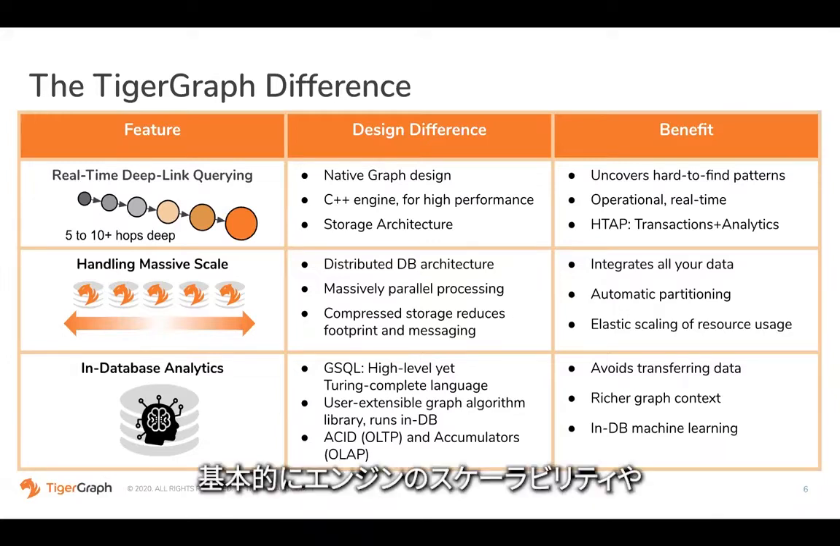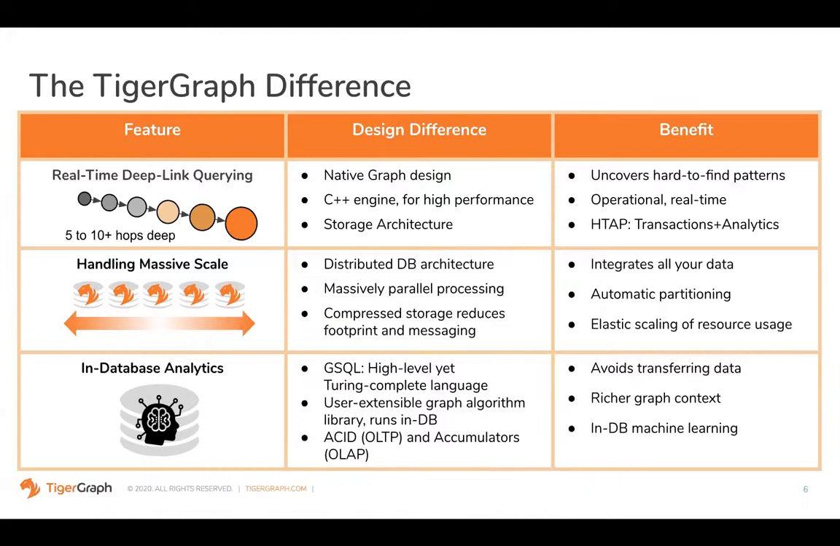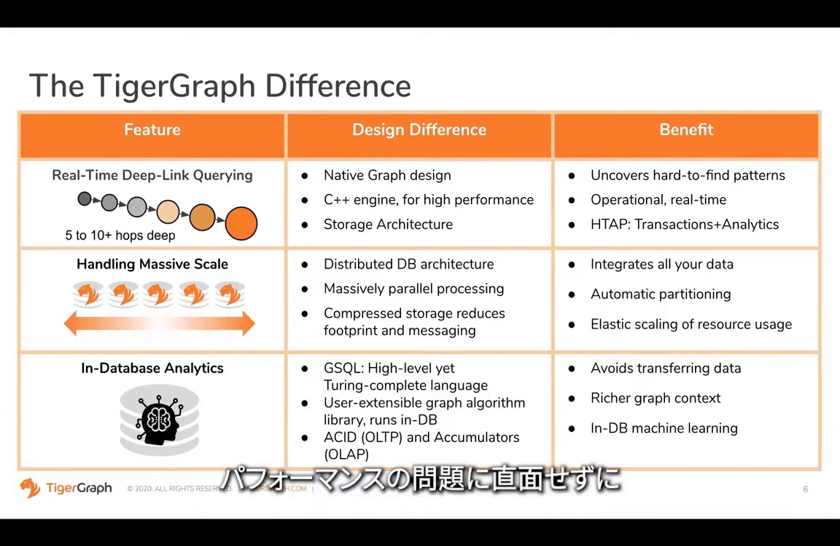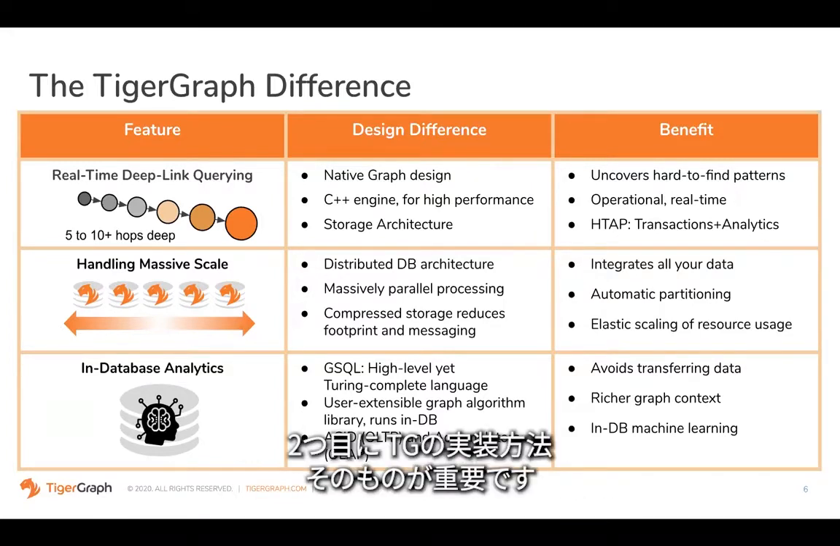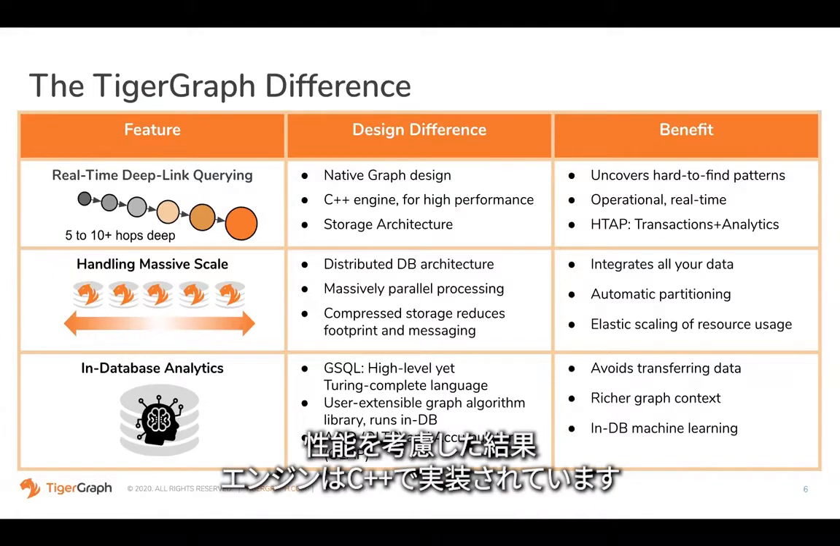So that basically allows us to uncover hidden patterns without the engine running into issues with scale or performance. And the second thing that's even more critical is the implementation itself. It's not just the design. The engine was implemented in C++ for performance reasons.